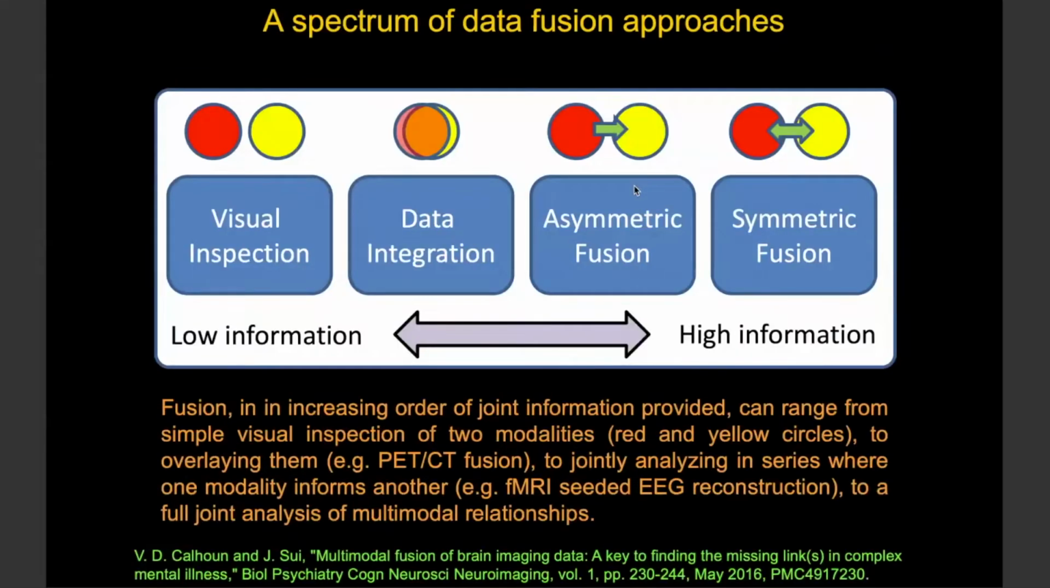I think of combining data on a spectrum. On the left side, we have just doing two analyses and visually looking at them side by side, kind of fusing it in your head. Data integration would be something like PET-CT fusion, where you co-register and put them on top of one another, but the data sets haven't really informed one another. Asymmetric fusion would be something like EEG-informed fMRI or vice versa, where one modality has benefited from the other, but not the other way around. And symmetric fusion, which is the highest information content, is basically decomposing them jointly and trying to leverage the information in both.